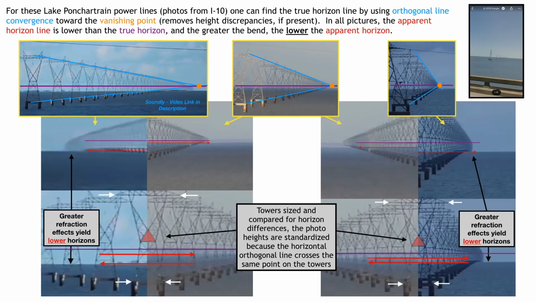So for these Lake Pontchartrain power lines, which are photos from I-10, one can find the true horizon line by using orthogonal line convergence toward the vanishing point. So you can use all these towers to find where the similar points within the towers create a horizontal line, and that is the observer's horizontal vanishing line. So if you were to take the top aspect of the towers and draw lines through the same point and off into the distance, you would have one orthogonal line.